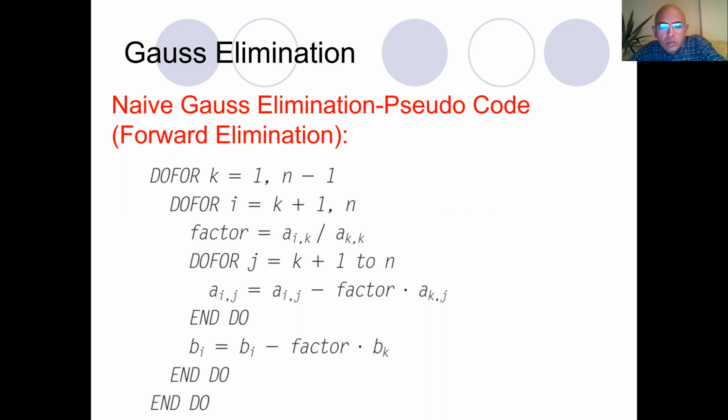So here is the pseudocode for the forward elimination. First, I have an iteration here. k is the outer iteration. So basically, we do the pivoting here. We choose one pivot element and we do it from 1 to n-1. And then we have the i iteration. It is from k plus 1 to n. So basically we find the factor, a_ik divided by a_kk.